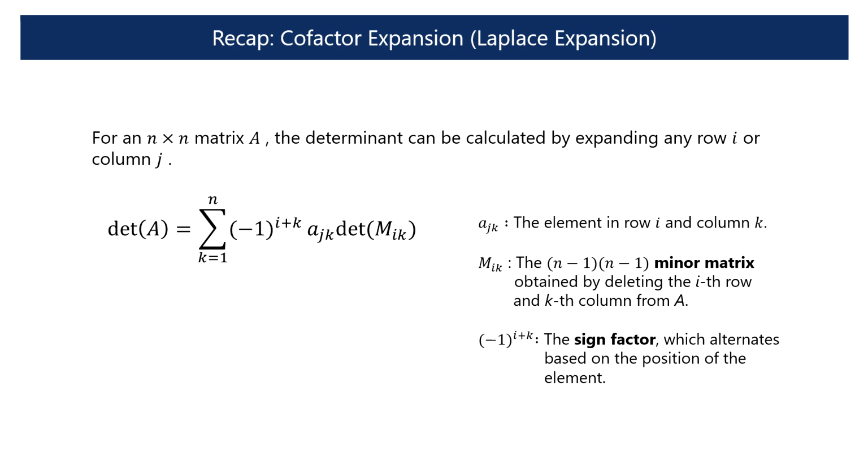As the general formula, cofactor expansion can be expressed in this way. For an n by n matrix A, the determinant can be calculated by expanding along any row i or column j.